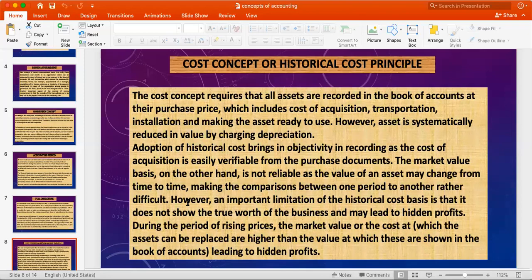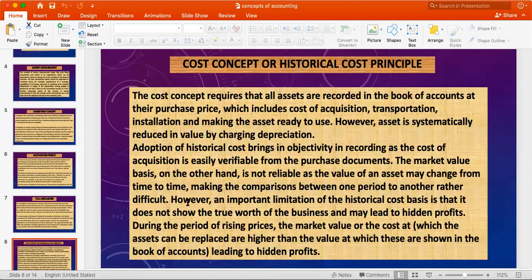but still you have to show the same price in the books of accounts, other than depreciation, as I explained to you yesterday. Depreciation is a natural way of, due to the wear and tear and due to the usage of that machine, the quality deteriorates and the value of that machine also decreases. But if you see that particular machine, what is the price in the market, it may be lesser or more.